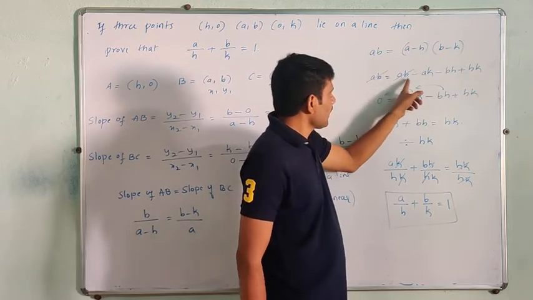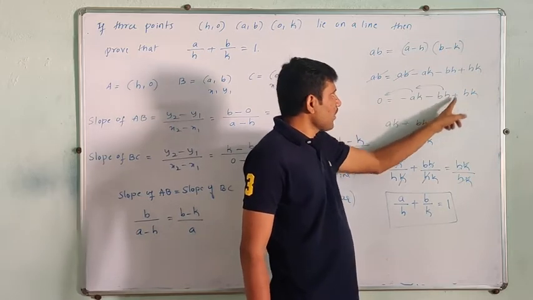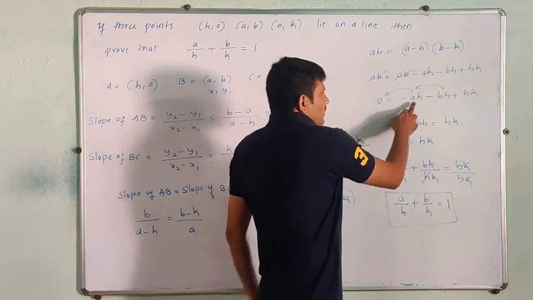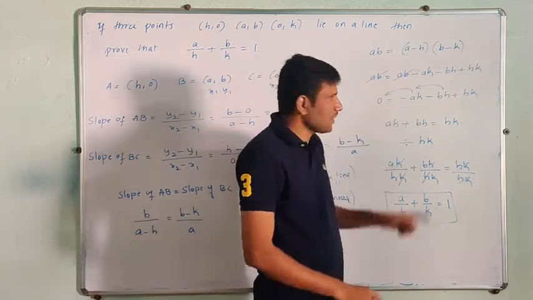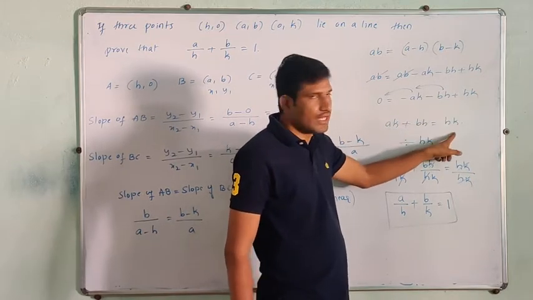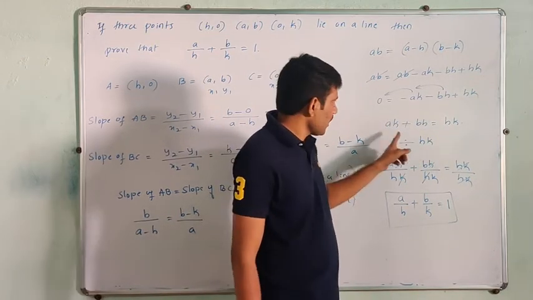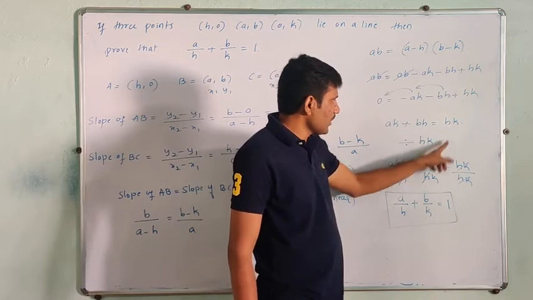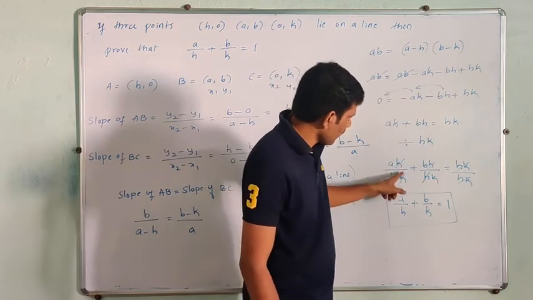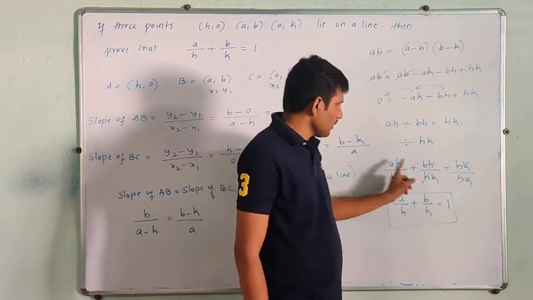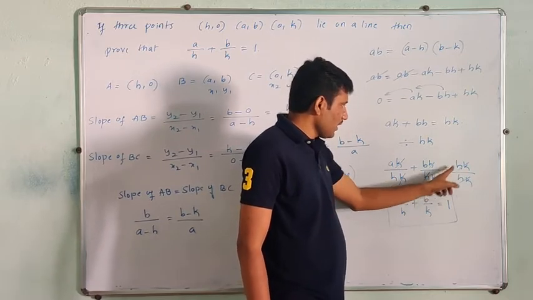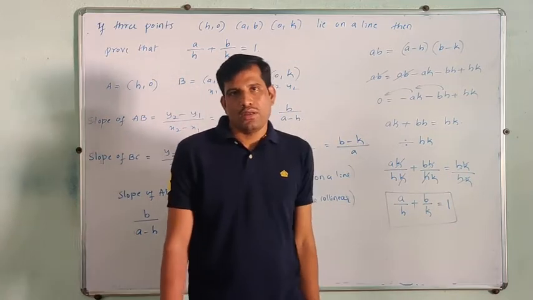So AB will get cancelled. So 0 equals minus AK minus BH plus HK. Now take this minus AK and minus BH to the left hand side. AK plus BH is equal to HK. So now AK divided by HK plus BH divided by HK is equal to HK by HK. Now K will get cancelled, H will get cancelled. So A by H plus B by K is equal to 1. Right.